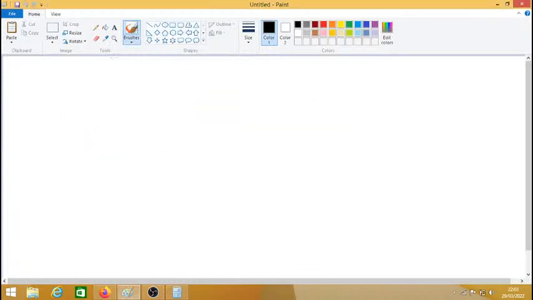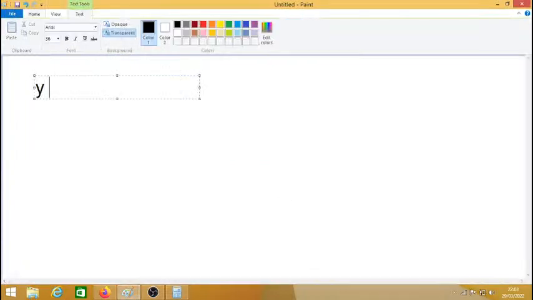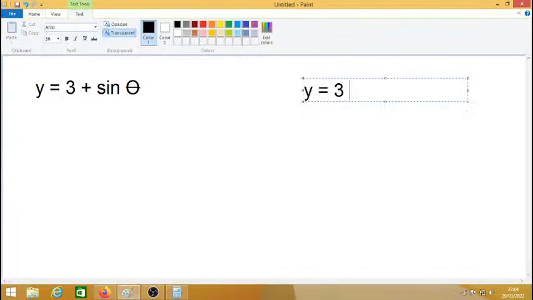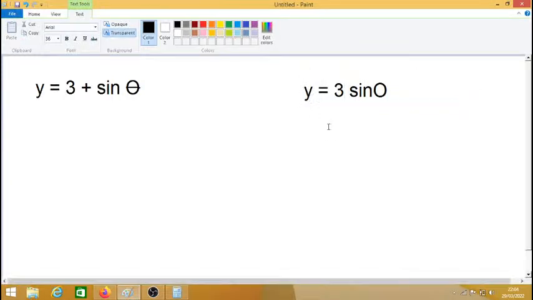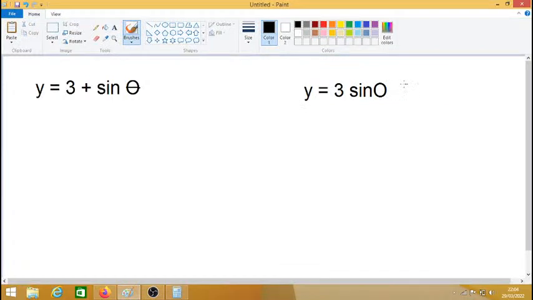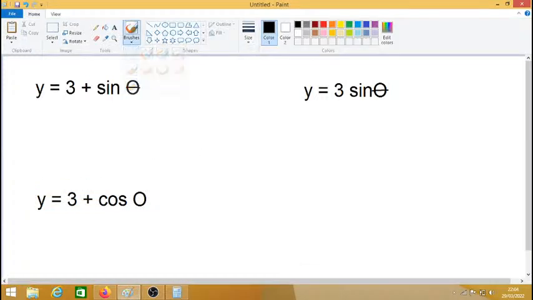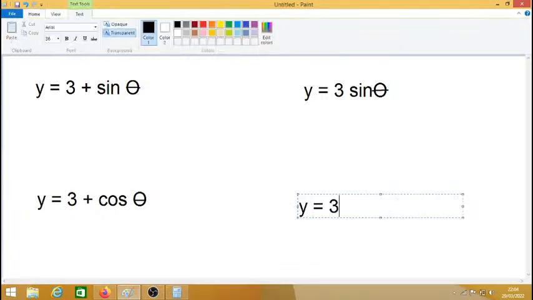Okay, let's work through just a couple of simple examples. Have a think about these ones. If I have y equals 3 plus sine theta, what does that differentiate to? What about y equals 3 times sine theta? What does that differentiate to? And then think about if it was cos instead. So 3 plus cos theta and 3 times cos theta.